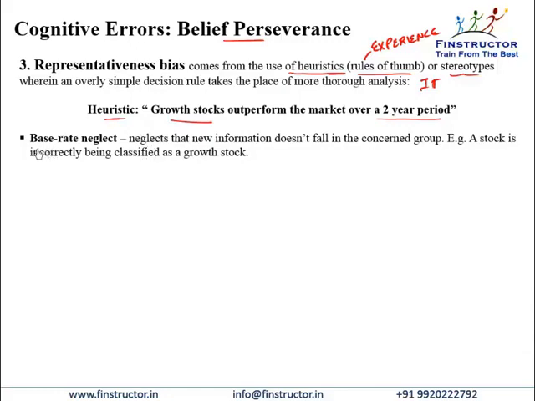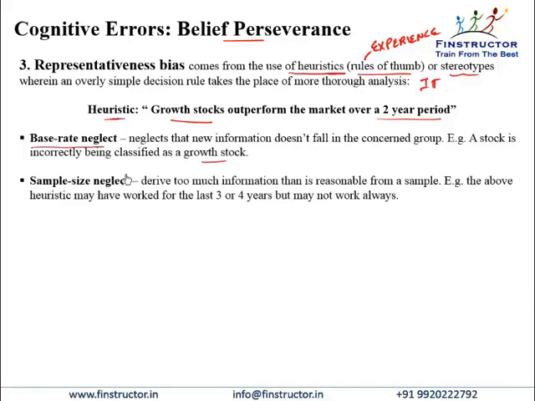The first is called base rate neglect. Base rate neglect argues that the investor has mistakenly categorized new information as falling in the concerned group. For example, even if this heuristic was correct, a stock which actually is a value stock or actually is a normal stock is being classified as a growth stock. So this is the first type of mistake that the person can make. Because stocks are incorrectly being classified as growth stocks, that's why he's seeing a lot of growth stocks outperform the market.